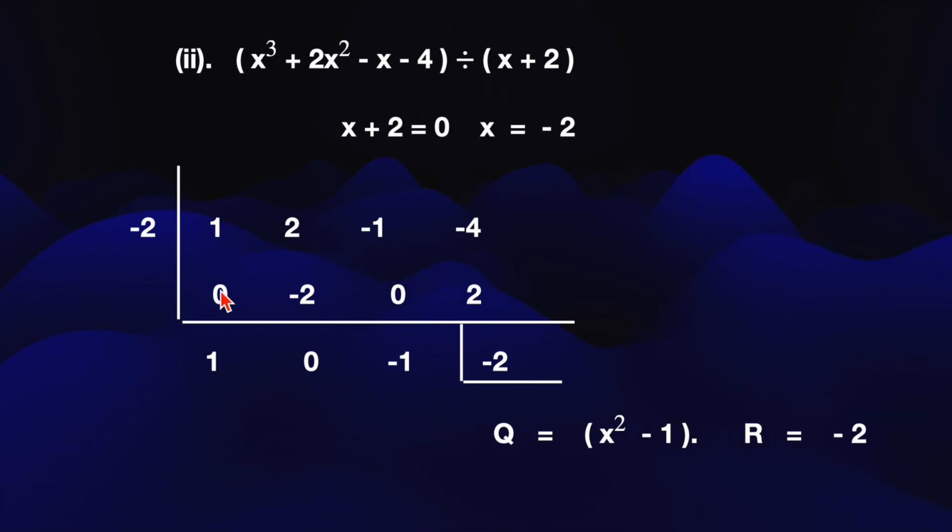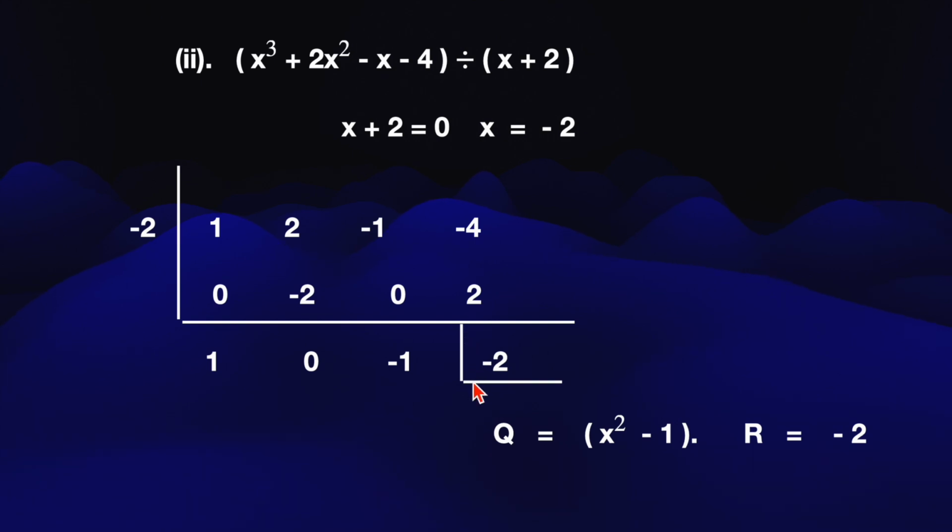First step, write down 0 here and add it. You get 1. Minus 2 into 1, write it here, minus 2. Add it, you get 0. 0 into minus 2 is 0. Add it, you get minus 1. Minus 1 into minus 2 is 2. And add it, you get minus 2.